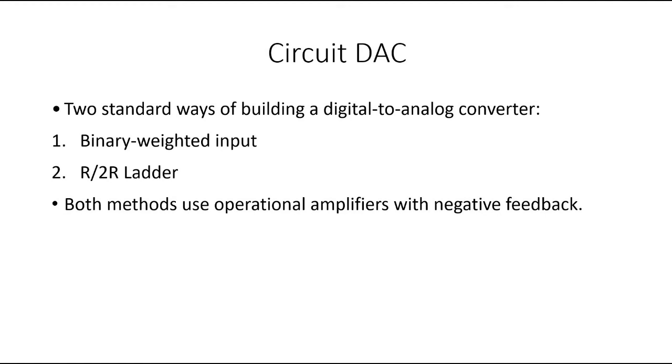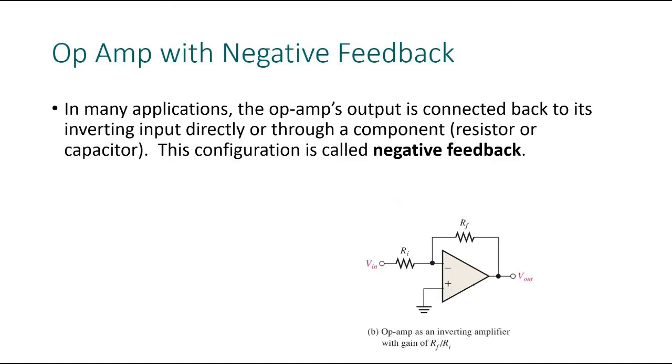Okay. Now we move to another two standard DAC converters, which are binary weight input and R-2R ladder. Both methods use the operational amplifier with negative feedback. In many applications, the operational amplifier's output is connected back to its inverting input directly or through components, resistor or capacitor. This configuration is called negative feedback.